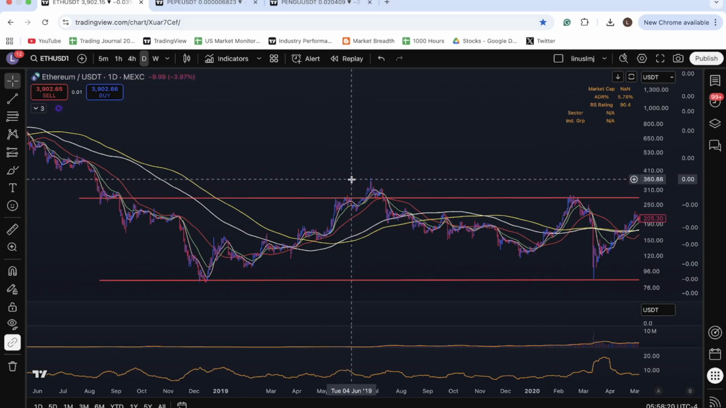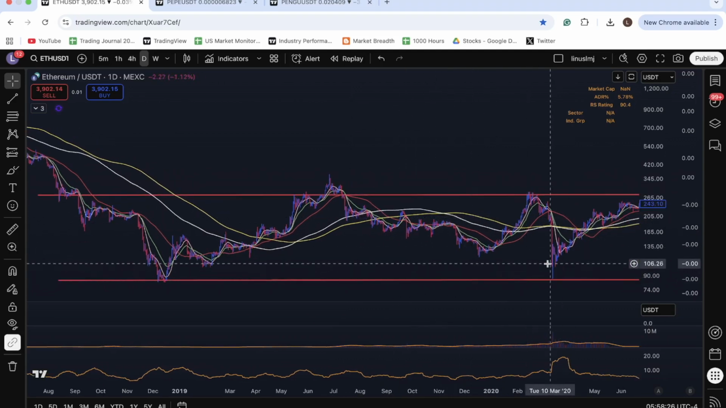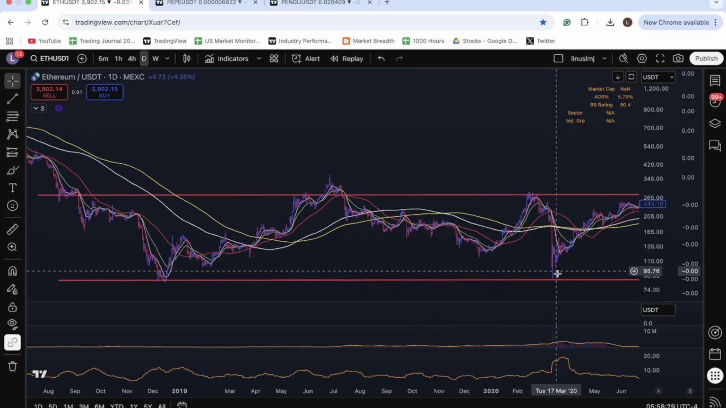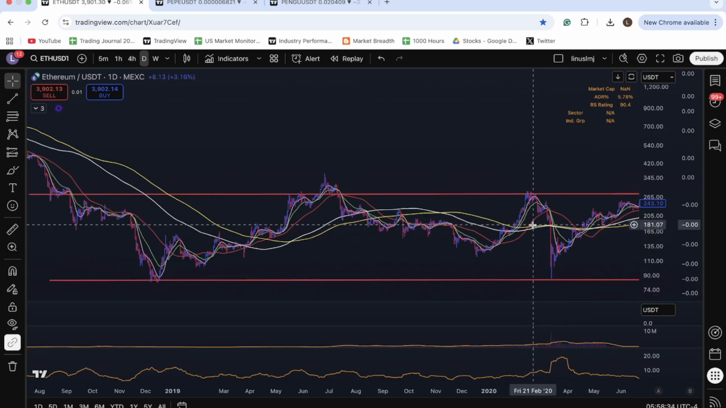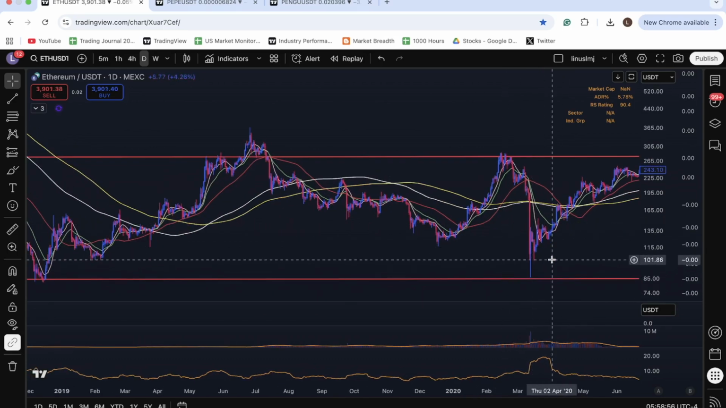So after that, we have subsequent secondary tests. So we have the secondary test over here. And then we can say this is a secondary test. So it's not technically a spring because it did not undercut the lows of the trading range over here. So we can say that this is more of a secondary test rather than a spring. So prices revisit this area before it moves back up.